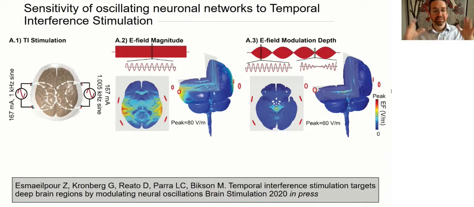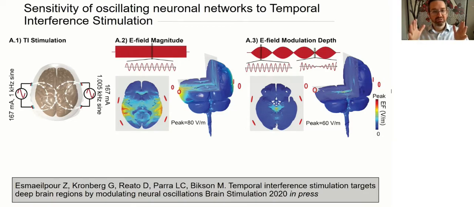And the principle is that these frequencies collide in the middle of the brain to create a unique electric field pattern that may be effective in stimulating deep structures without stimulating superficial structures. So what you're seeing here is a computational model of temporal interference stimulation.